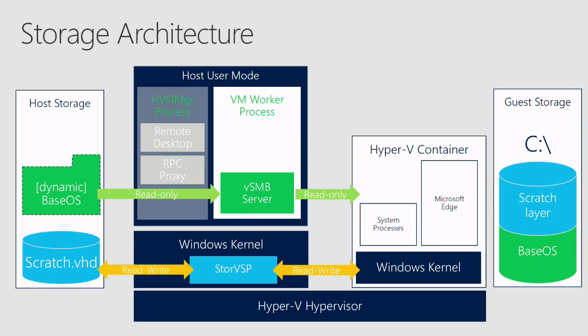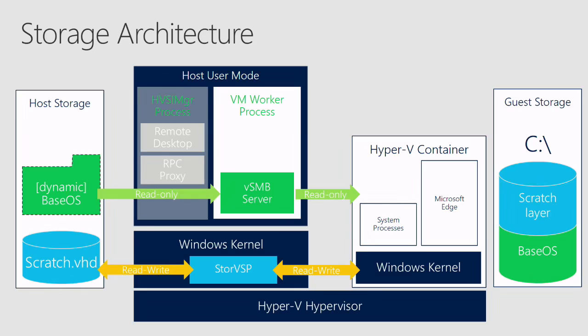Now, this model here is very similar to the architecture for Hyper-V containers. We have a read-only share that's passed over VM bus to the guest VM, the Hyper-V container, and that contains the base OS image, the one that it will use to launch Windows itself, and then of course the application you want, in this case Edge. And then second, we have a VHD that's mounted as well.